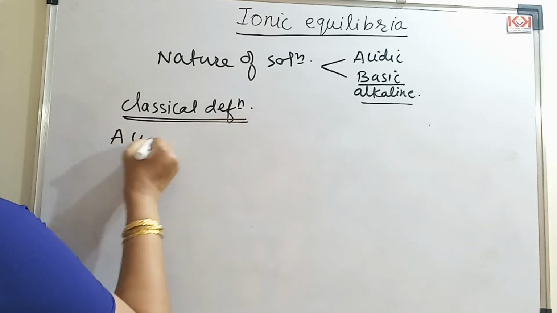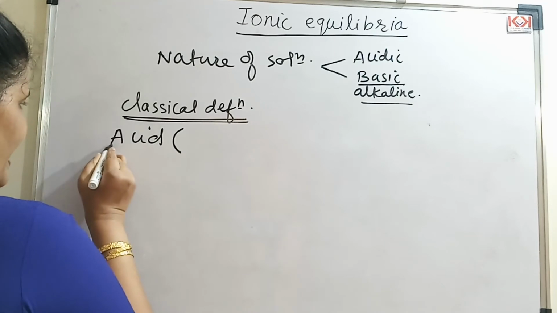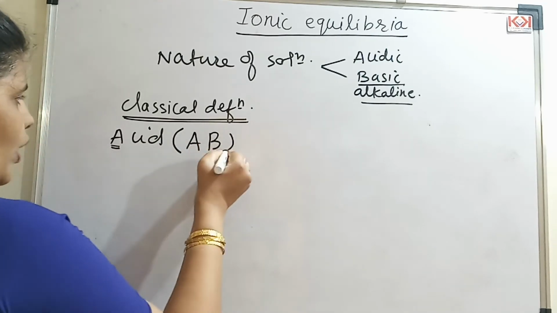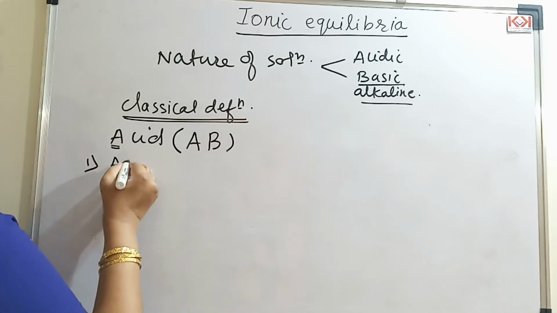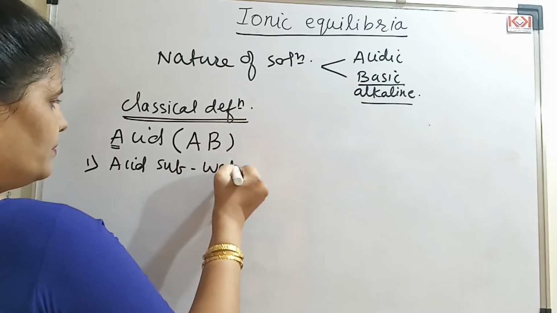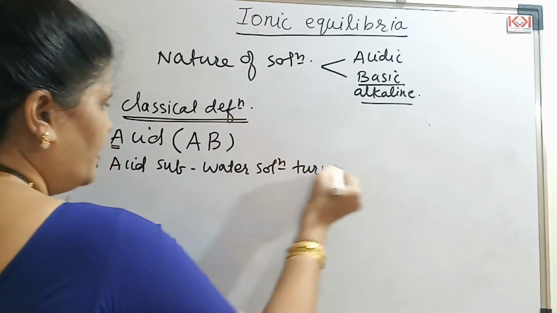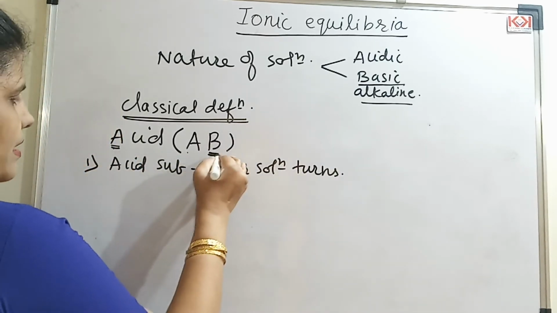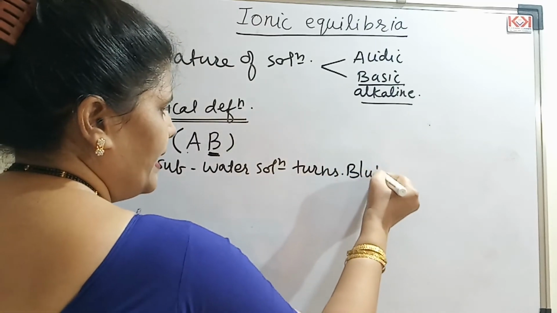So acids are the substances. See students, I am taking one shortcut here. For acids I am using A. After A we have B. So what are acids here? The first definition is acids are the substances whose water solution turns blue litmus to red.